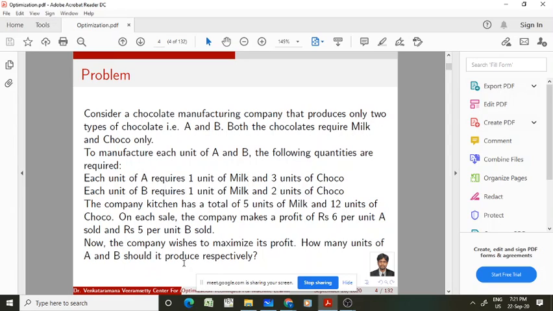Why is it called an optimization problem? In this problem, I want to maximize the profit. So I want to maximize an objective. That objective is called the profit of the chocolate company.